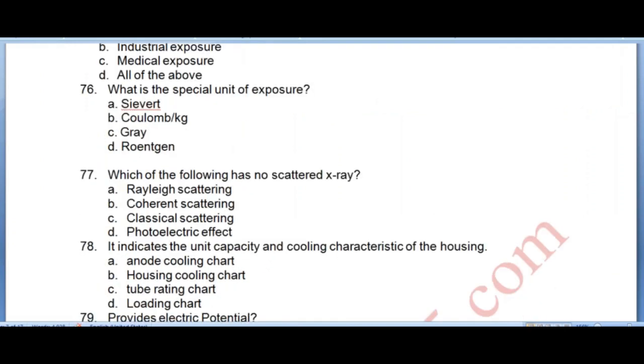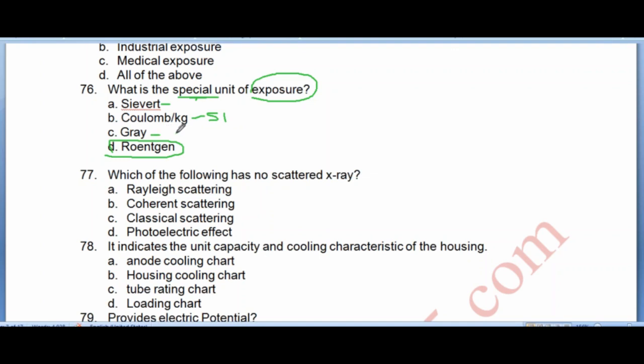76. What is the special unit of exposure? So, exposure natin is, yes, Roentgen. Yung S sa special po kasi hinahanap. Special is Roentgen. Pag SI, unit of exposure, coulomb per kilogram. Sievert is the special unit of equivalent dose. Gray is the special unit of absorbed dose.